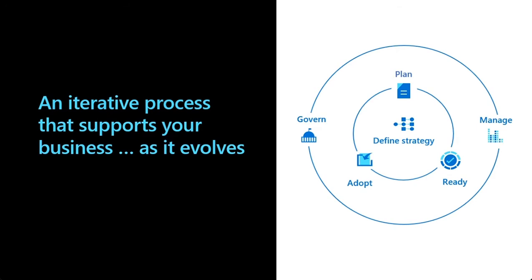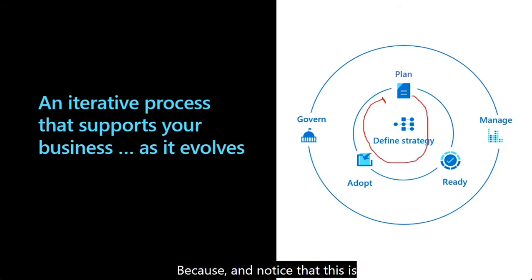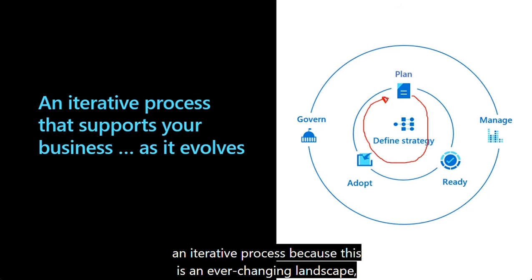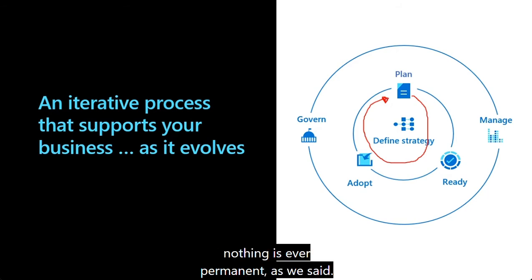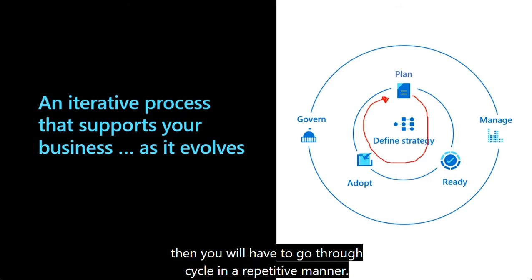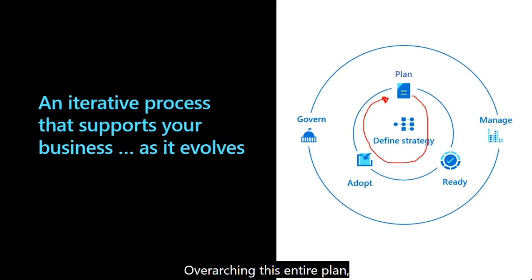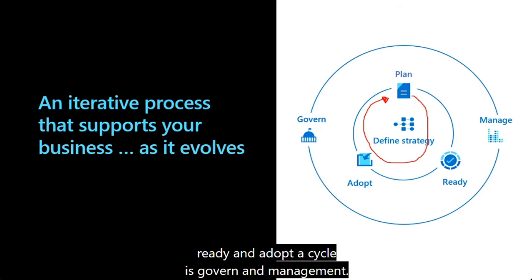This is the reason why we have a circle around plan, ready, and adopt. Notice that this is an iterative process because this is an ever-changing landscape. Nothing is ever permanent, as we said. If, for example, you're adding a new business or having a strategic change in direction as far as your business is concerned, then you will have to go through this cycle in a repetitive manner. And overarching this entire plan, ready, and adopt cycle is govern and manage.